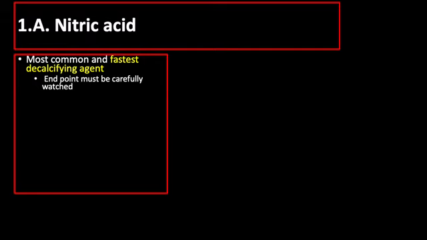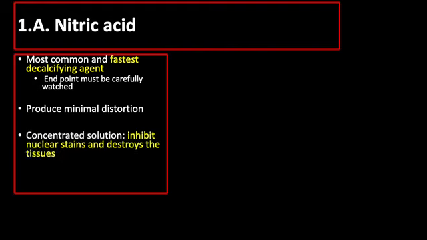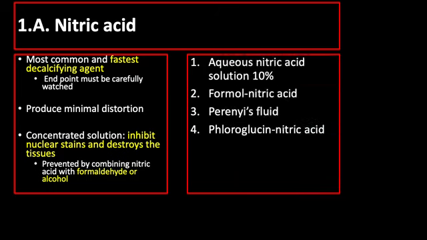So the first strong acid is nitric acid, which is the most common and fastest decalcifying agent used so far, producing minimal distortion of tissues, so it is recommended for routine purposes. It, however, inhibits nuclear stains and destroys the tissues if used at concentrated solution. So this may be prevented by combining nitric acid with formaldehyde or alcohol. Examples of nitric acid decalcifying agents are aqueous nitric acid solution 10%, formol nitric acid, Perrenius fluid, and fluoroglucine nitric acid.